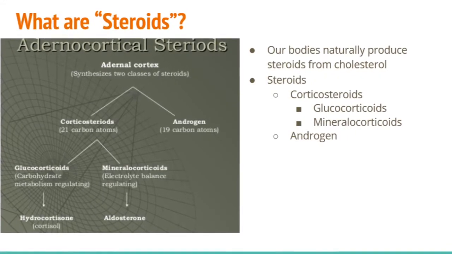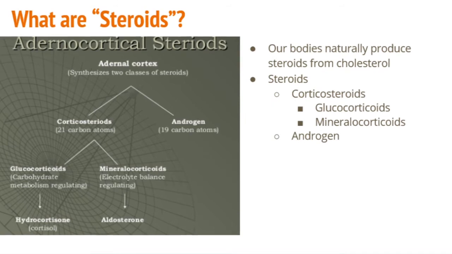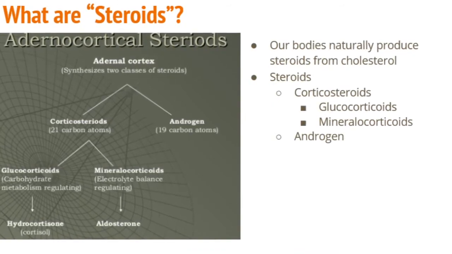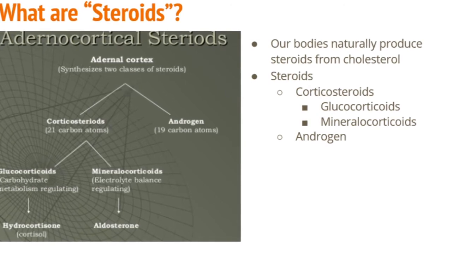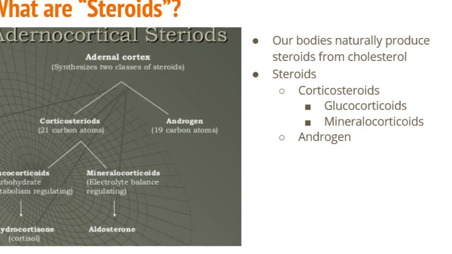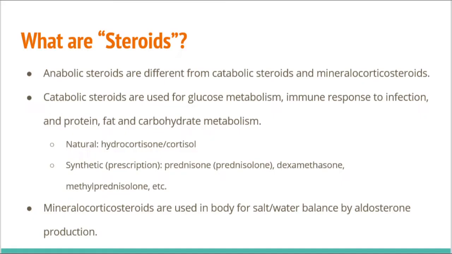So what are steroids? Steroids are naturally produced in our bodies in the general form from cholesterol in the adrenal cortex. The two main categories are corticosteroids and androgens. Corticosteroids are further subdivided into different categories. Anabolic and catabolic steroids are different.